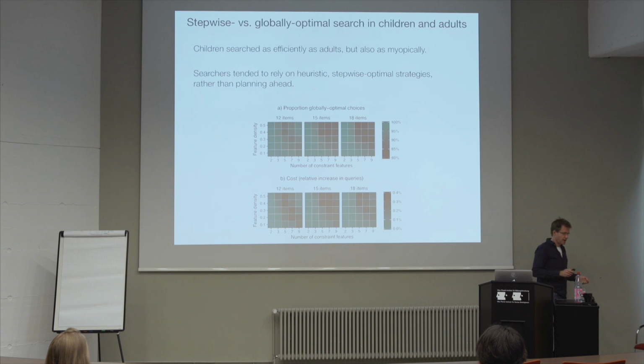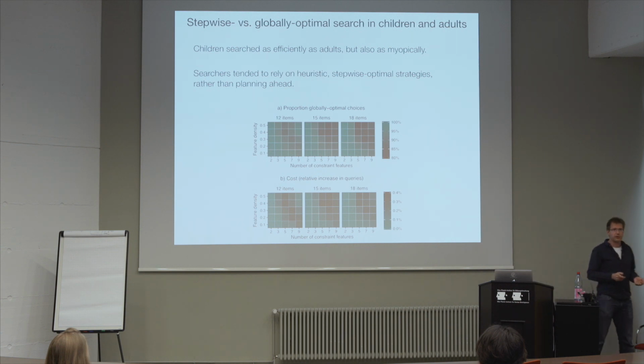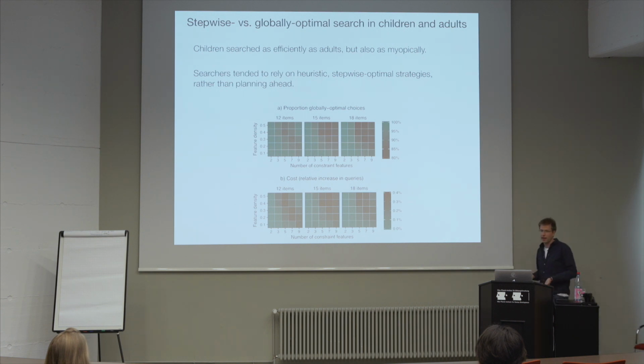So we have kind of good news and bad news. On the one hand, we can show that children search as efficiently as adults in these kinds of tasks, at least from a certain age on. It gets a little bit worse when they are younger, of course. But they also search as myopically as adults. So both children and adults do not really plan ahead. They seem to be primarily relying on heuristics, stepwise optimal methods, like the split half heuristic, which implements stepwise information gain.